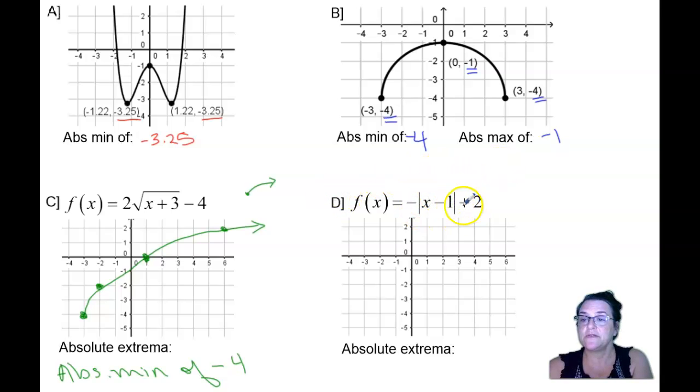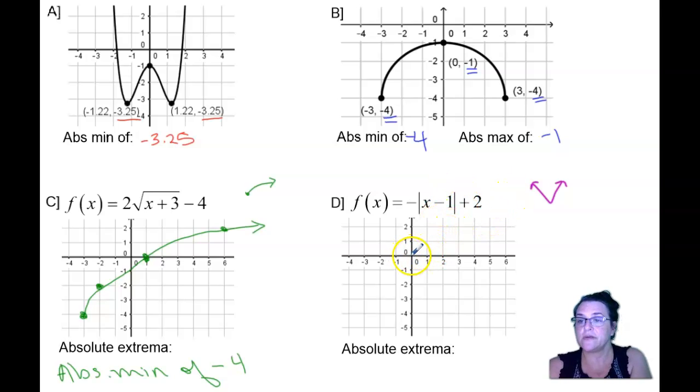This is an absolute value function, so its parent graph is a V shape, and its vertex would be at the origin, (0, 0). Okay, this negative in front, that's a reflection in the x-axis, so that's going to flip this absolute value graph upside down. Then x minus 1 means my h is +1, so I go to the right 1, and then k is 2, so we go up 2.